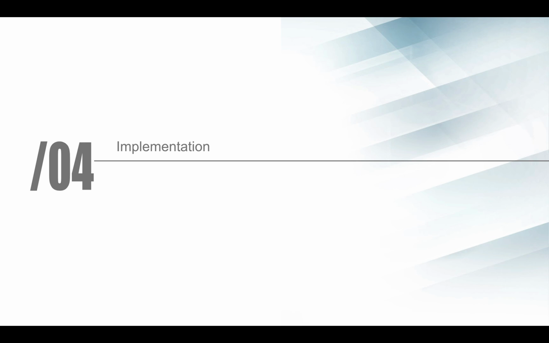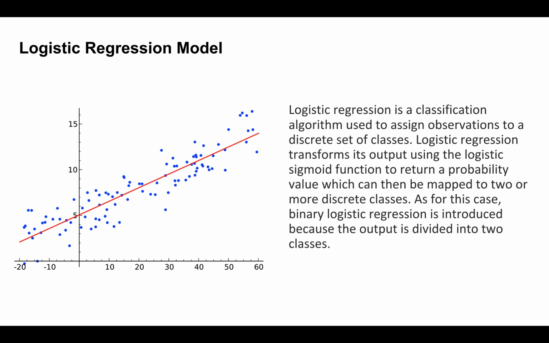For the implementation part, we are going to introduce 3 models. First of all, the logistic regression model. Logistic regression is a classification algorithm used to assign observations to a discrete set of classes. Logistic regression transforms its output using the logistic sigmoid function to return a probability value, which can then be mapped to 2 or more discrete classes.